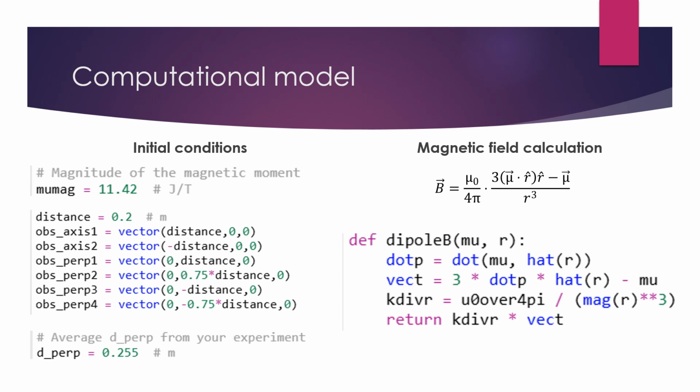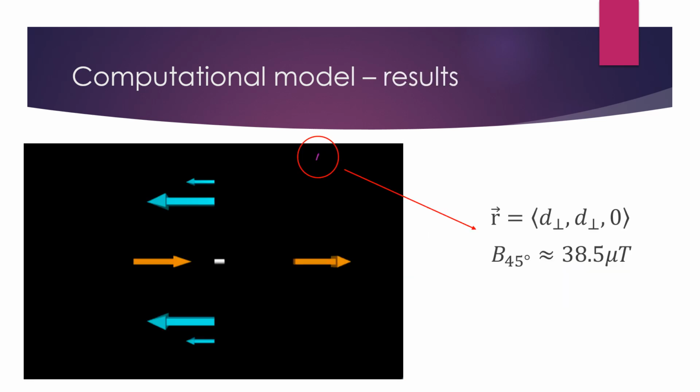First, I set the magnitude of the magnetic dipole moment to 11.42 joules per Tesla. Then I determined the different observation positions, and finally I set d-perp to the value from the previous slide. To calculate the magnetic field at a given position, I simply use the formula shown above the image. These are the results of my computational model.